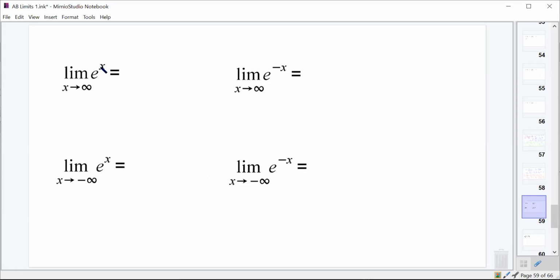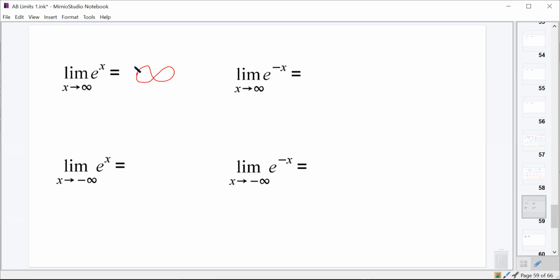That should be e to the infinity, right? And what is e to a very large power? Very, very large. A very, very large number. So we'll say this is infinity, although technically that limit doesn't exist because it's not approaching a real number.